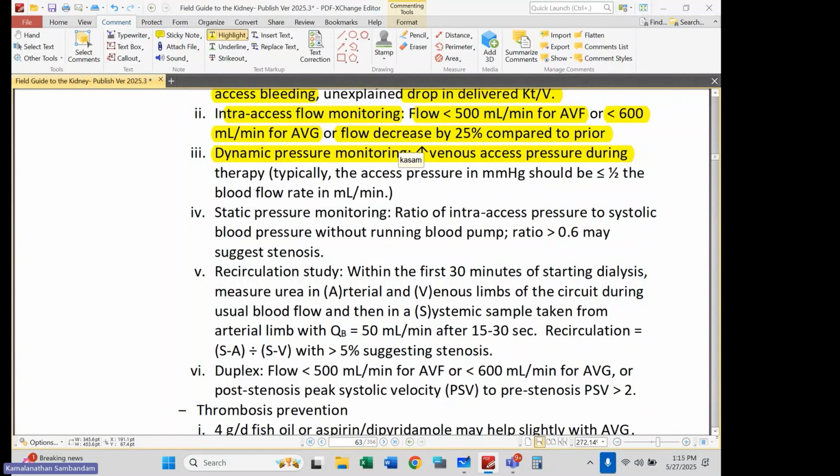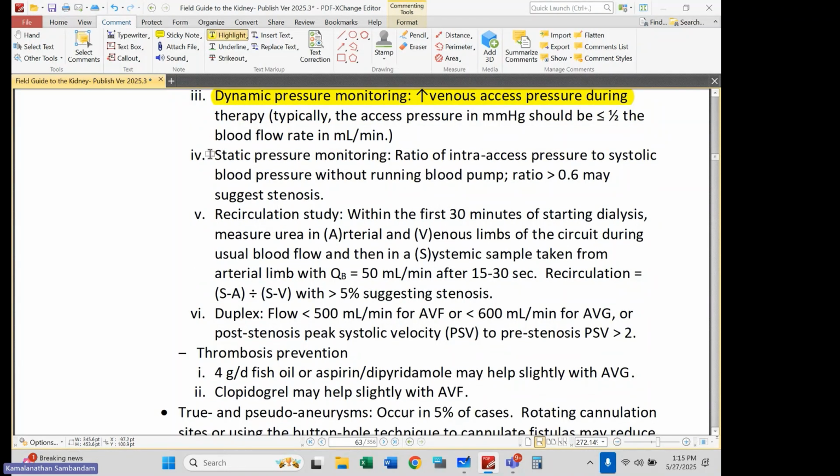It doesn't always mean the access is a problem. It might mean that the needles were malpositioned. So it's not always an access problem. It could be a needle positioning problem. So don't always just jump to the conclusion that if access pressures are unreassuringly high, then you need to intervene. Look for other explanations as well.